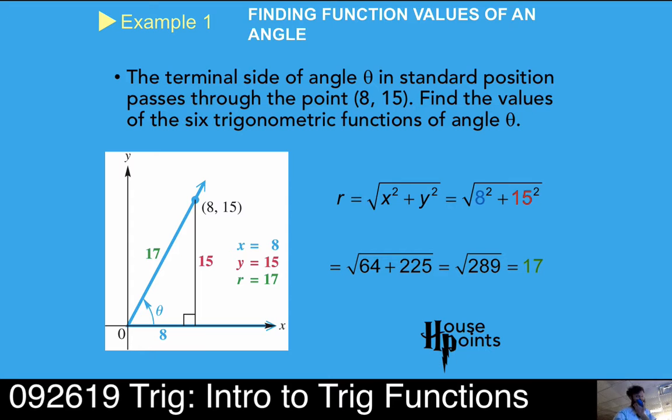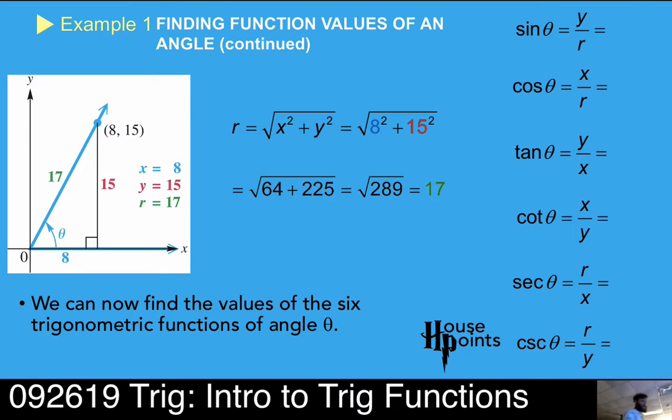Okay, so 17 is what we got. All right, so that's the way to do it. So now we have the three sides. Does anybody want to come up and fill out for me the six trigonometric functions? You can take these numbers and then put them in. It's right there on the other side of the equal sign. I'll give you 2 points for each one you get right.